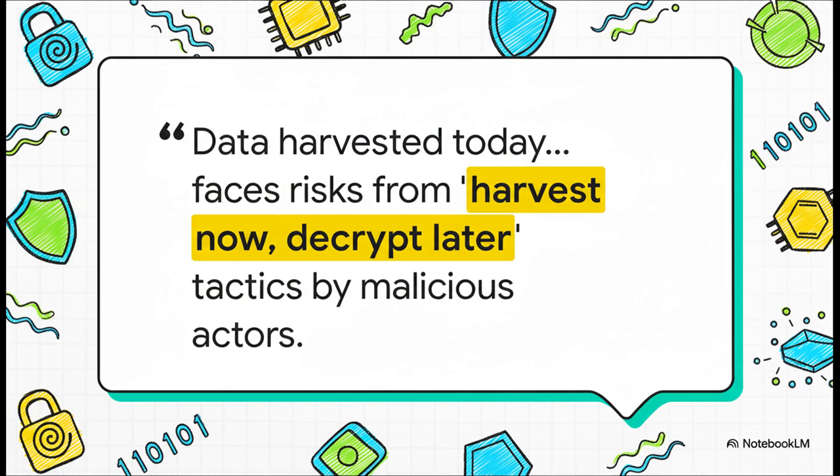Right now, as we speak, malicious groups are stealing massive amounts of encrypted data. They can't read it yet, but they're stockpiling it. They're just waiting for the day a quantum computer comes online that's powerful enough to crack it all open. This is what's known as harvest now, decrypt later. It's a ticking time bomb for today's secrets.